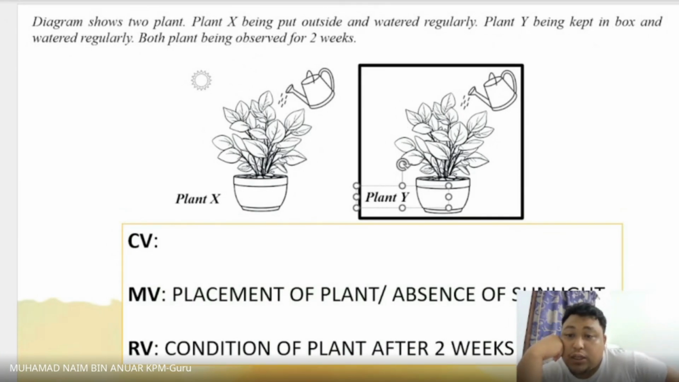Cikgu, I'm glitching. I'm having a very hard time seeing the screen. You are glitching? Oh, I cannot help lah.